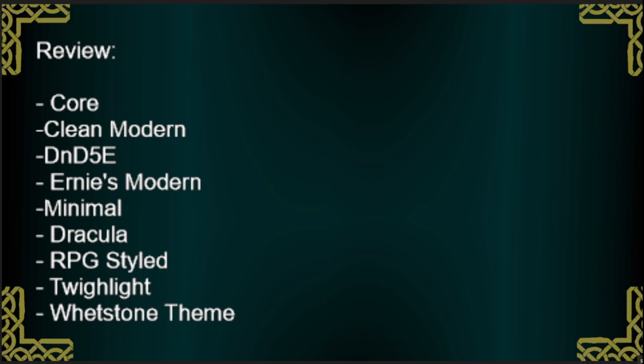So as you can see on the list here, we're going to go through Core Foundry first of all, so you can see what the base one looks like. Then we've got Clean Modern, D&D 5e, Ernie's Modern UI, Minimal UI, Dracula, RPG, Twilight, and Whetstone. So each one I'll go through briefly.